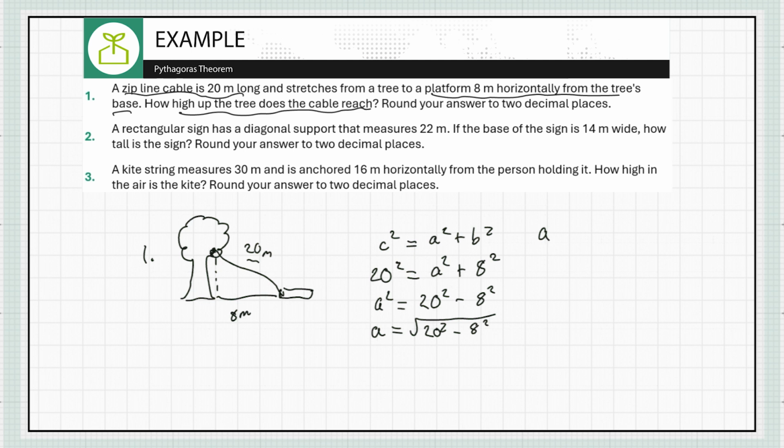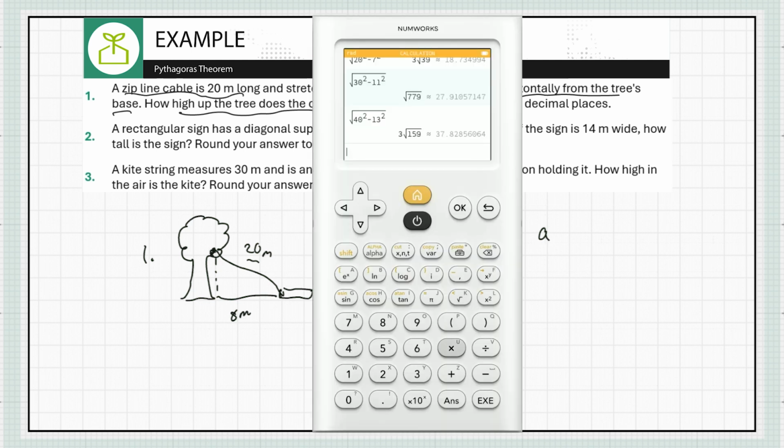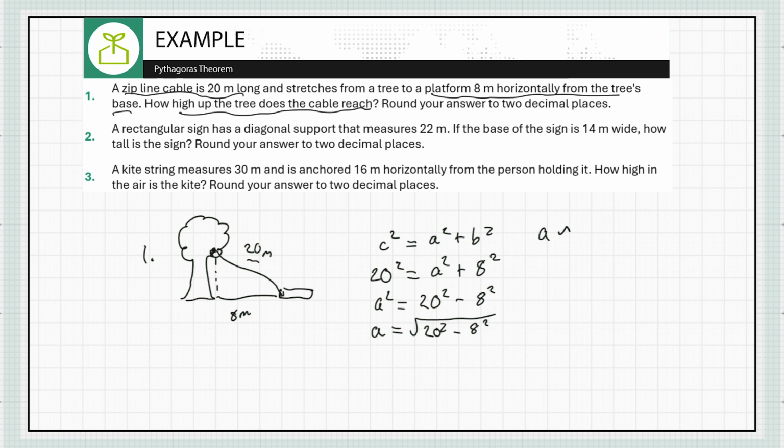20 squared minus 8 squared. So the square root of 20 squared minus 8 squared. Okay, the answer is approximately equal to 18.33. So a will be approximately equal to 18.33 meters. That's how high we've roughly put our point for our zip line.